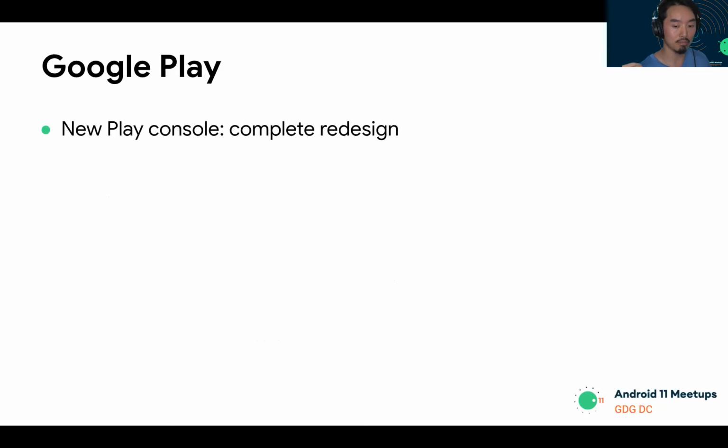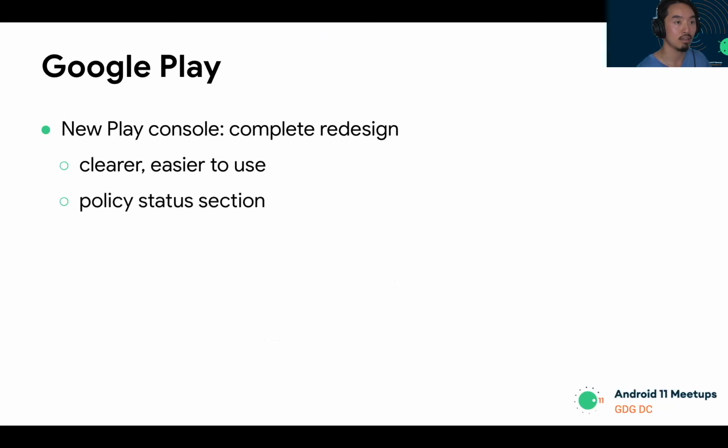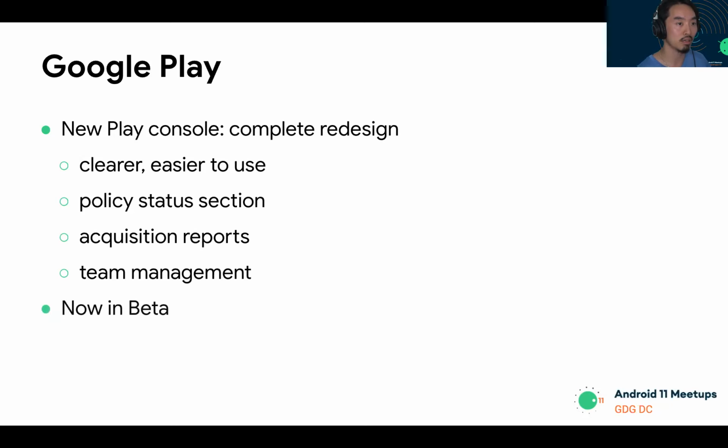Google Play also has a lot of updates. Some of the more notable ones: it's completely redesigned. It looks a lot better. It's supposed to be easier to use. It's clear. There's a new policy status section, and there's dashboards for user acquisition. There's reports for that, and more abilities for you to manage your team and who can access which dashboards. That's currently in beta, and if you want to check that out, go to play.google.com/console.